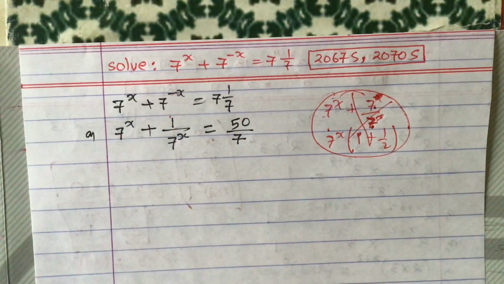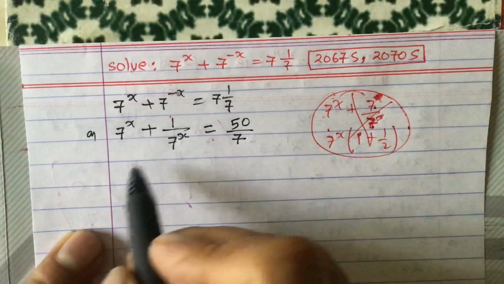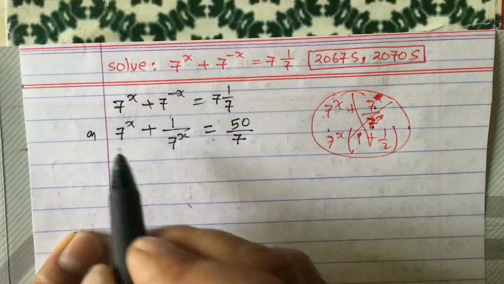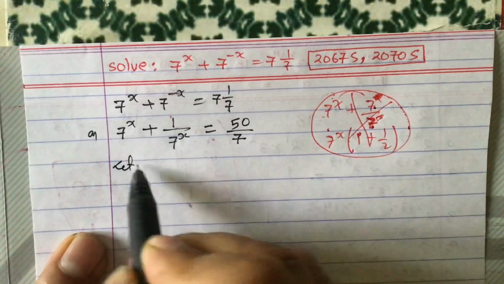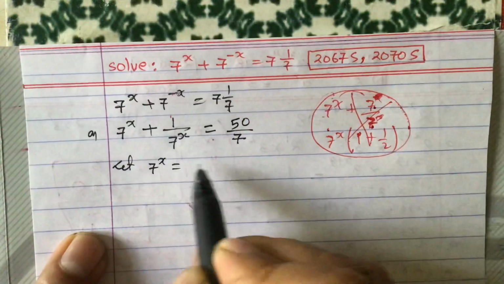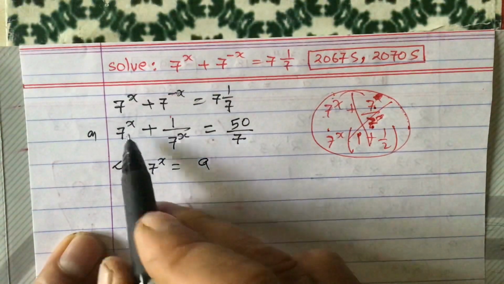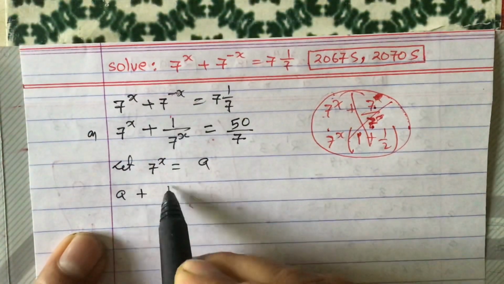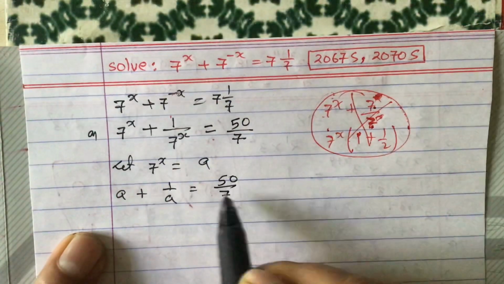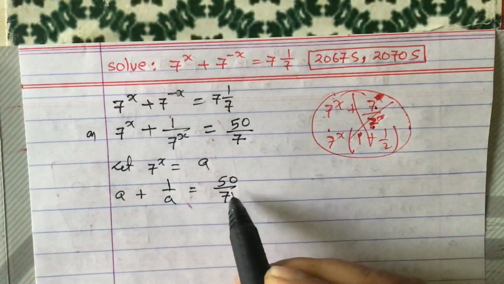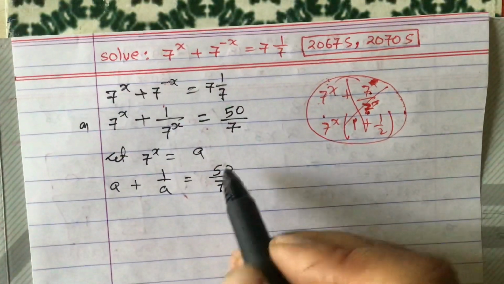Now it will be a long type question. So what will we do here? In this condition we will consider this much as another variable. We can suppose let 7 to the power x is equal to a. Then what will happen here? a plus 1 by a equals 50 divided by 7. Now very simple, you can get a simple quadratic equation from here.